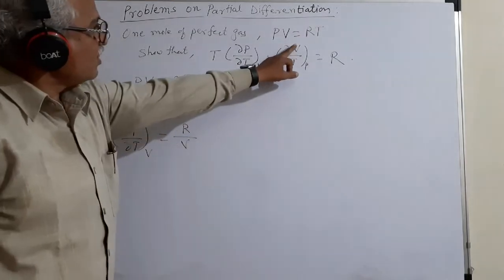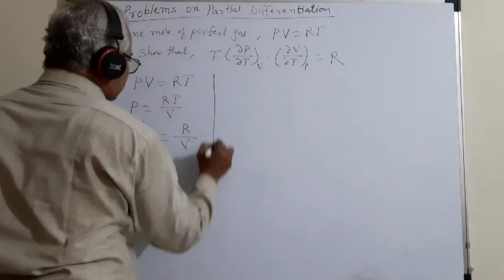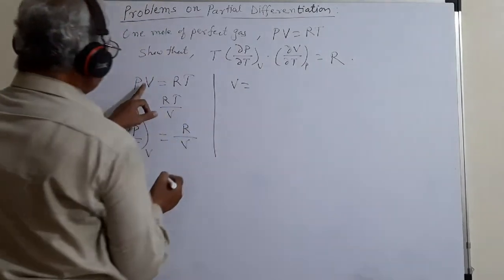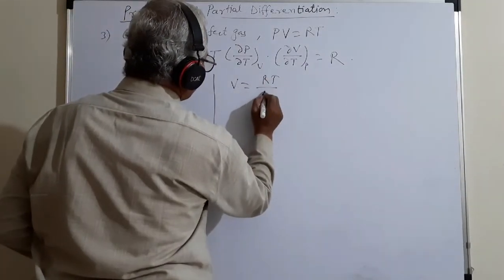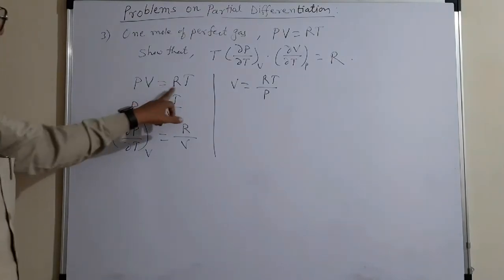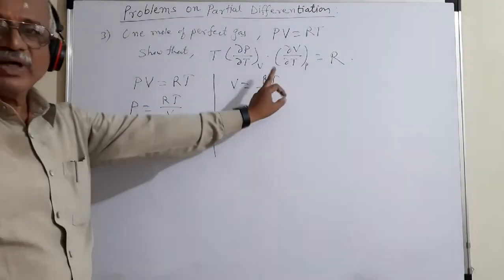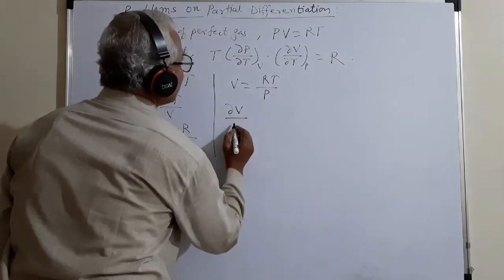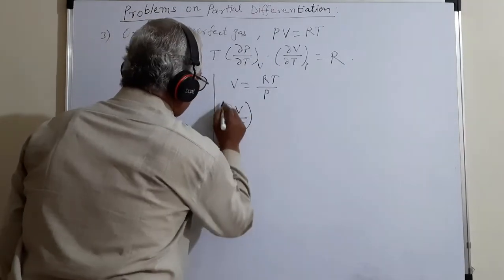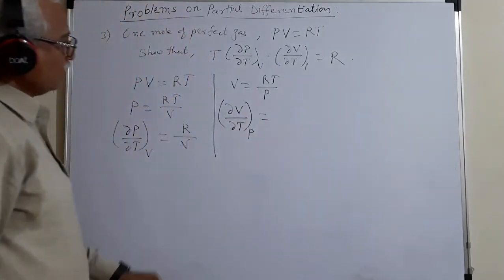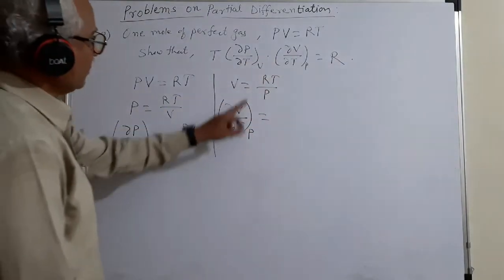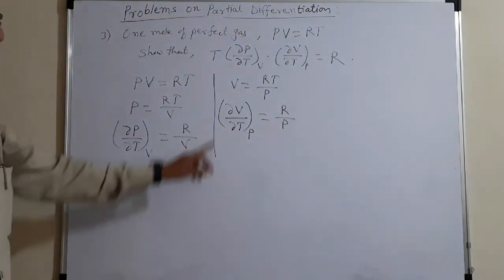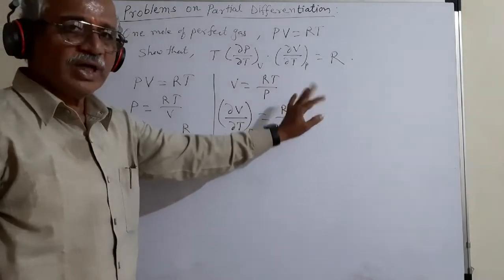Now we want to obtain the expression for dou V by dou T, so we can write the expression for volume as V is equal to RT upon P. Since PV equal to RT, we can write V is equal to RT upon P. Differentiating this expression for volume partially with respect to temperature at constant pressure P, we get dou V by dou T at P is equal to R upon P.